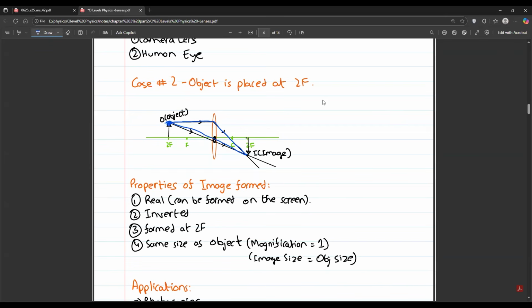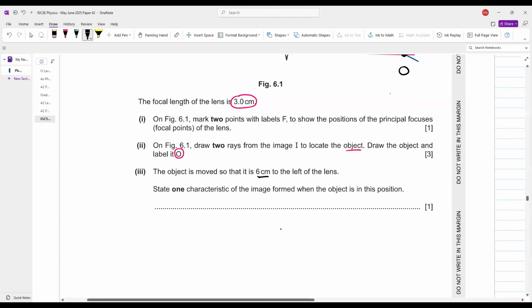ओके, चलो आगे बढ़ते हैं. The object is moved so that it is 6 centimeter to the left of the lens. अच्छा जी, अब आपने क्या किया, ऑब्जेक्ट को 6 सेंटीमीटर टू द लेफ्ट ऑफ द लेंस रख दिया. That is at 2 focal points. यहाँ पे फोकल पॉइंट एफ क्या था? 3 सेंटीमीटर. नाउ यू हैव प्लेस्ड योर ऑब्जेक्ट एट 2f.